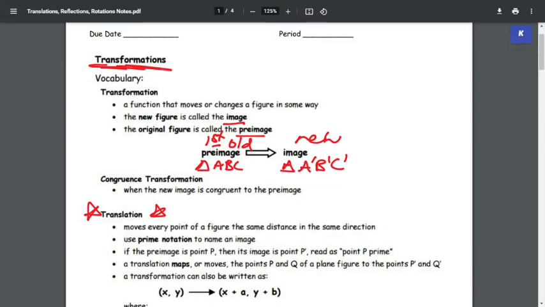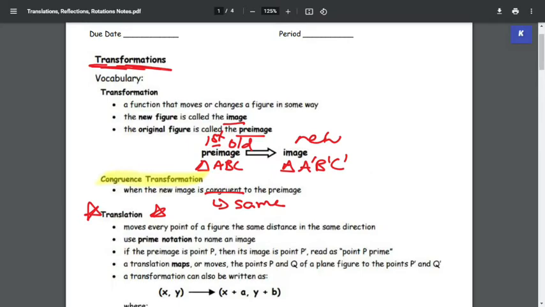What we're going to be focusing in on is this, which is congruence transformation. When we looked at a dilation, we can't call a dilation a congruence transformation because in a congruence transformation, the new image is congruent to the pre-image. The word congruent means same. So it has to have the same shape and the same size. And the same size is what sets it apart from a dilation.